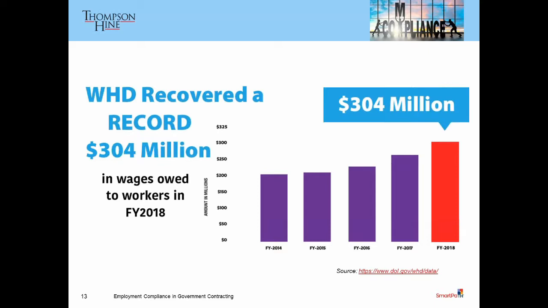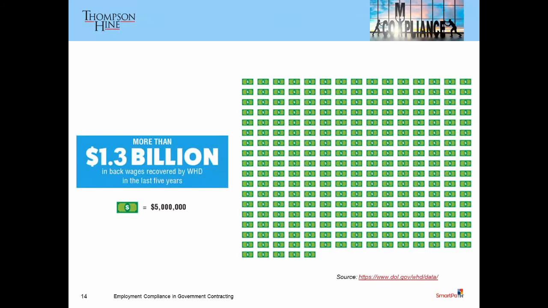So the Department of Labor, as many of us know, is the key regulatory agency that administers several federal laws. The key ones we're going to talk about today are the Fair Labor Standards Act, the Family and Medical Leave Act, and then also the Davis-Bacon Act and the Service Contract Act, along with several others. So what has the DOL been up to lately? They've had several years of increased enforcement. You can see that last year alone, they recovered a record $304 million, up from the past 4 years. Over the past 5 years, they've collected more than $1.3 billion in back wages.